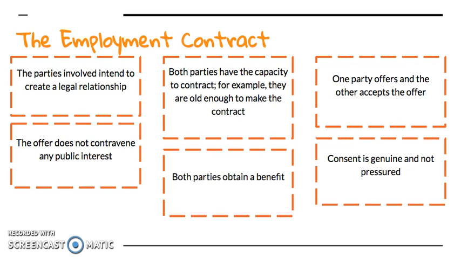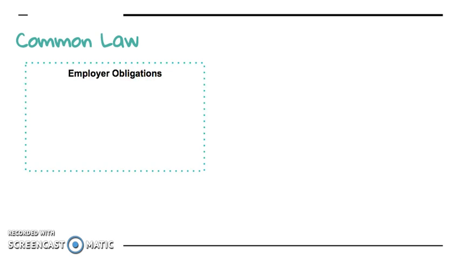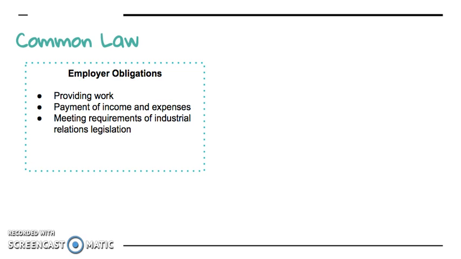Okay, so let's look at how these employment contracts came to be. So we've got common law here. Now under common law, both parties, employers and employees, have basic obligations in any relationship, regardless if it's formal or informal. So for example, let's have a look at employer obligations. They're obligated to provide work. They're obligated to pay income and expenses, and they're obligated to meet requirements of IR or industrial relations legislation. And they're also obligated to maintain a duty of care as well.